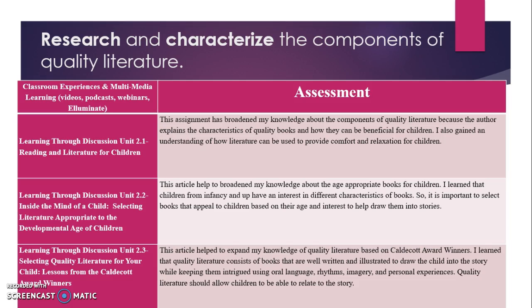This is one of the articles that I really enjoyed because it really went inside the mind of young children, and explained why they show interest in a certain type of book or characteristic of a book. And then Selecting Quality Literature for Your Child: Lessons from the Caldecott Award Winners. This article helped expand my knowledge of quality literature based on Caldecott Award winners. I learned that quality literature consists of books that are well written and illustrated to draw the child into the story.